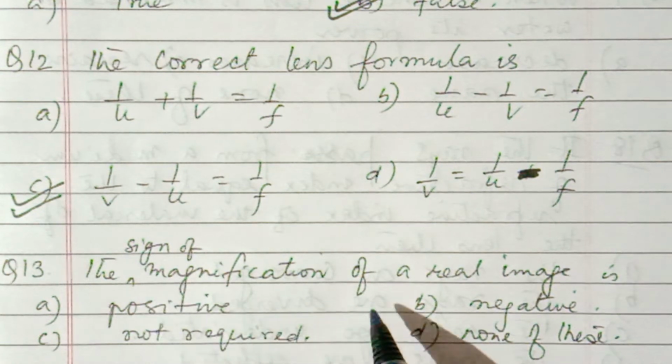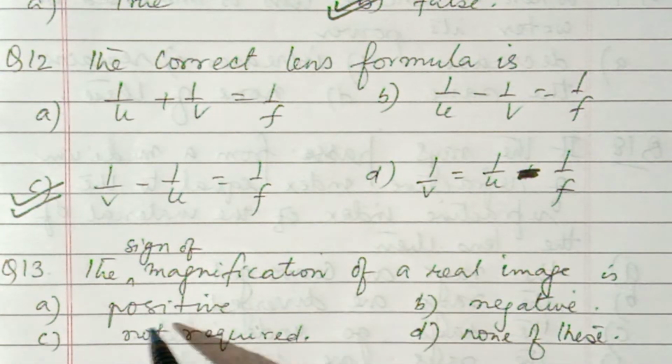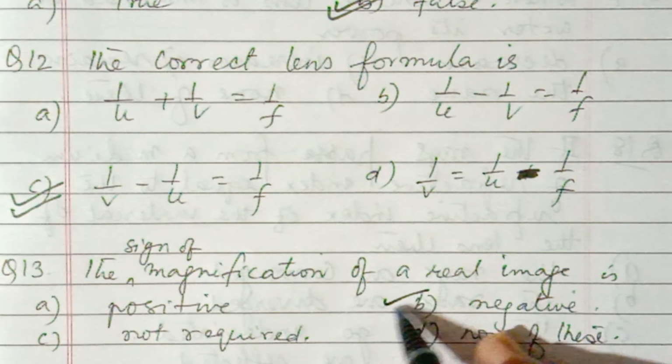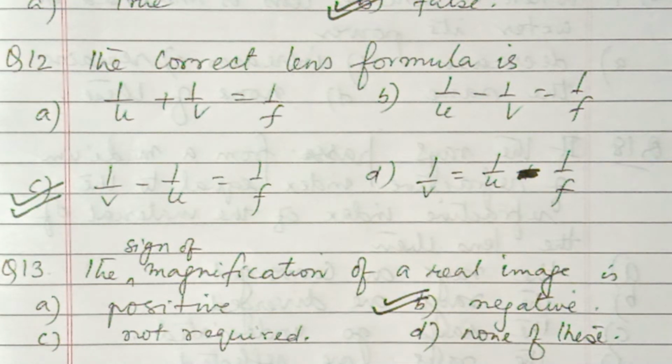The sign of magnification of a real image is positive, negative, sign is not required, none of this. So for real image it is negative. Okay, real image is negative. Then virtual image positive.